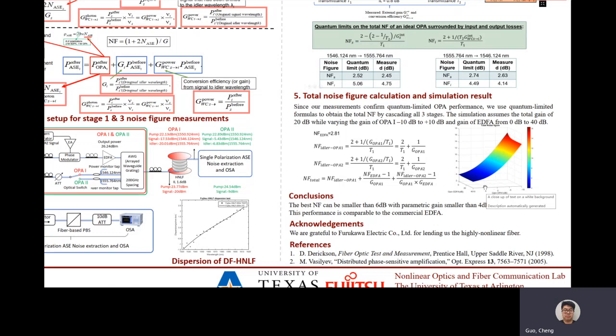Through this process, we can bypass the two obstacles we mentioned before and get a noise figure smaller than 6 dB with parametric gain smaller than 4 dB and high EDFA gain. This performance is comparable to the commercial EDFA, so this project can be useful in optical communication.